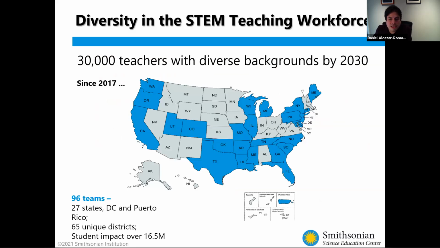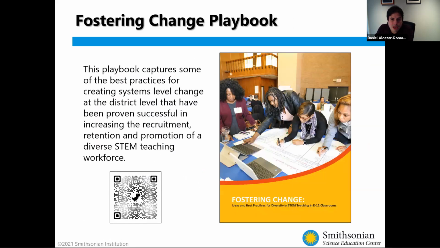And as you can see here in the map, since 2017, we have engaged 96 teams in 27 states, the District of Columbia and Puerto Rico. This includes 65 unique districts with an impact of over 16.5 million students. Our goal is that this effort will help support the recruitment and retention of 30,000 teachers with diverse backgrounds by 2030. Lastly, we want to share with you this resource.